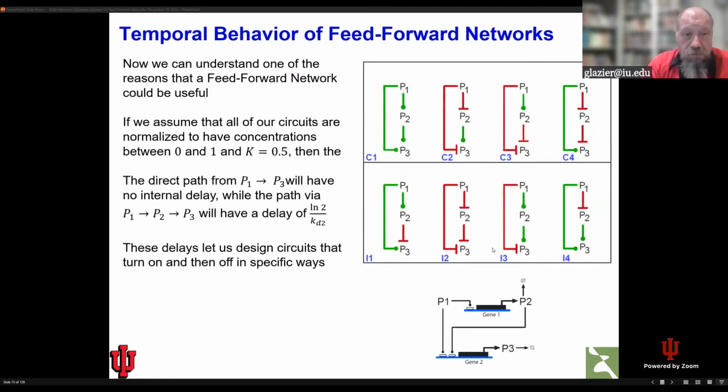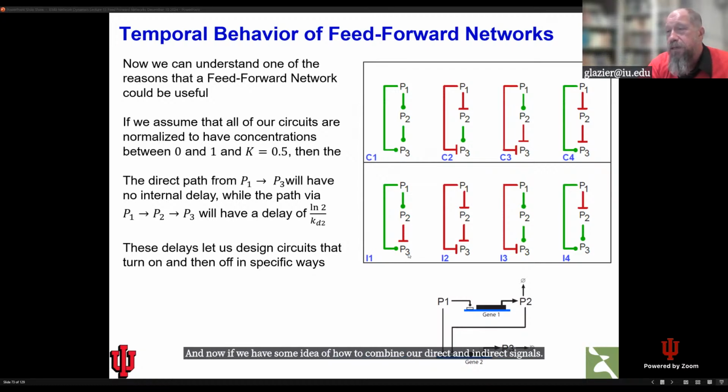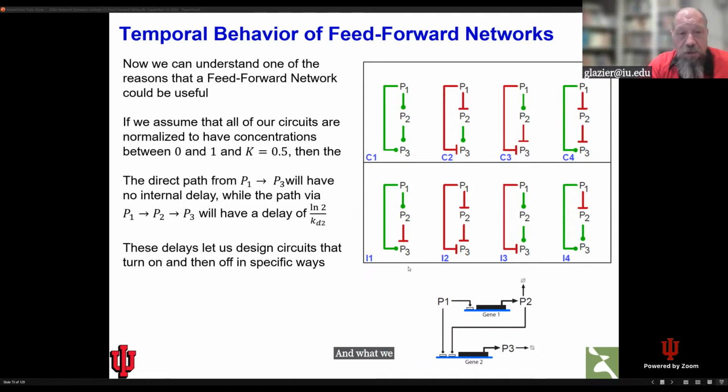And now, if we have some idea of how to combine our direct and indirect signals, we can now begin to do these feed-forward networks with two direct and indirect paths. And what we want to do is ask, can we design these feed-forward networks so that they do something useful? And in particular, we want them to have particular temporal behaviors that are of interest.